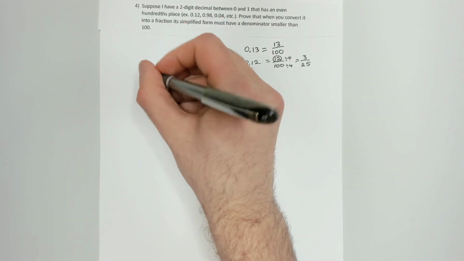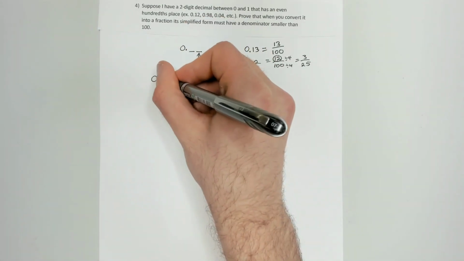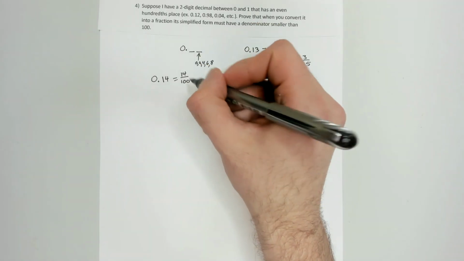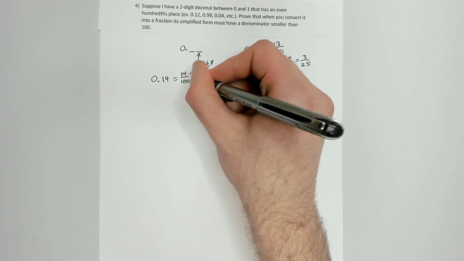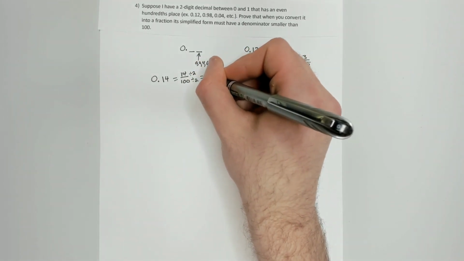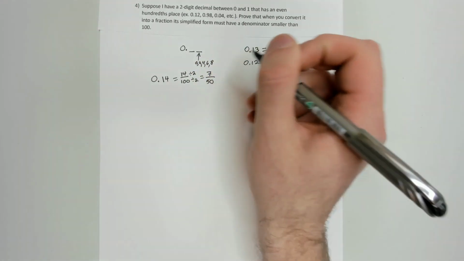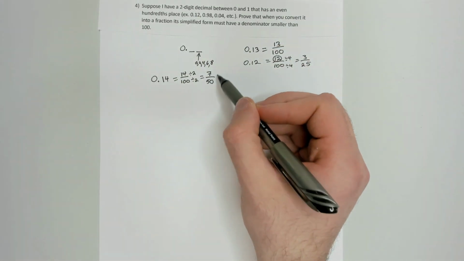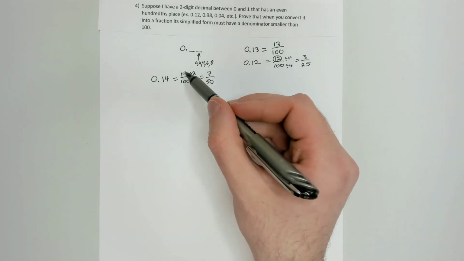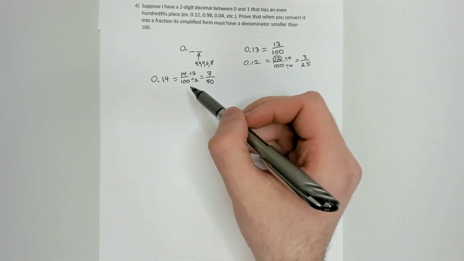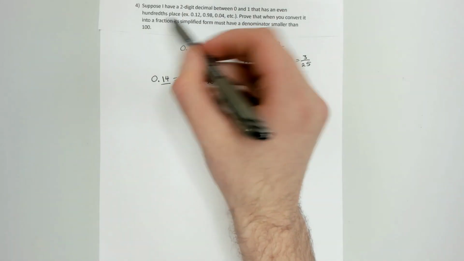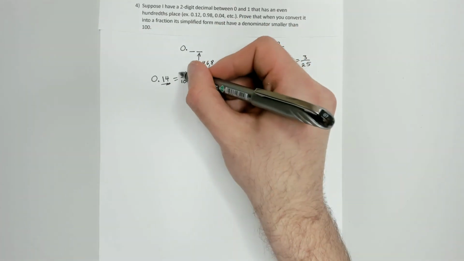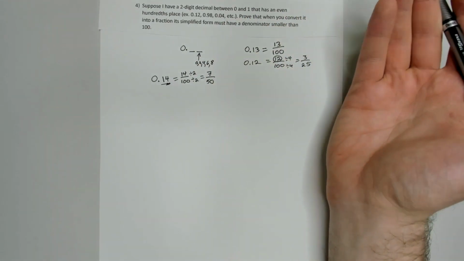So for example, if I look at 0.14, that's 14 out of 100. 14 and 100 are both even numbers, so they can both be divided by 2. 14 divided by 2 is 7, 100 divided by 2 is 50. So we get that this decimal here can be expressed as a fraction with a denominator smaller than 100 because the numerator was also going to be divisible by 2. Since this decimal has to have an even hundredths place, its last part is going to be even, which means the whole decimal, when we think of it in the numerator, is guaranteed to be an even number.